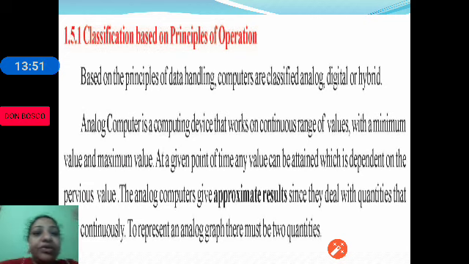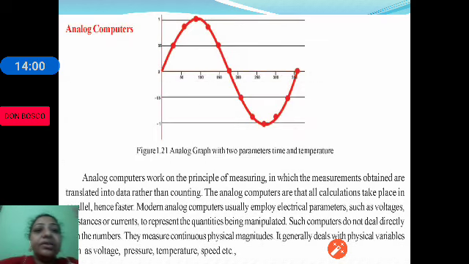The analog computer gives approximate results as the input continuously changes. Analog computers work on the principles of measuring. They are basically measuring devices. The measurements obtained are translated into the data rather than counting. In analog computers, all calculation takes place in parallel, hence faster.